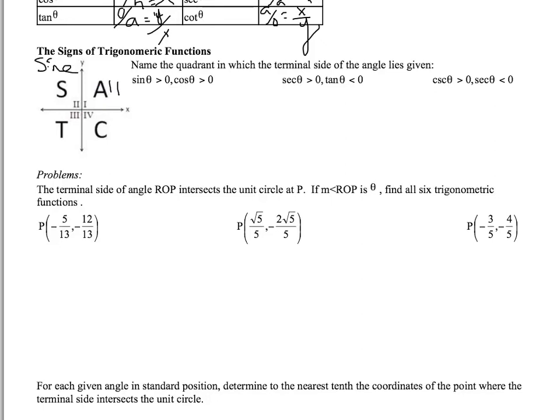S stands for sine. So in the second quadrant, sine is positive, but its reciprocal will be as well. Everything else is negative. T is the tangent. So in quadrant 3, tangent will be positive, and its reciprocal, and everything else will be negative. And in quadrant 4, the C stands for cosine. Cosine and secant, its reciprocal, will be positive, but everything else will be negative.